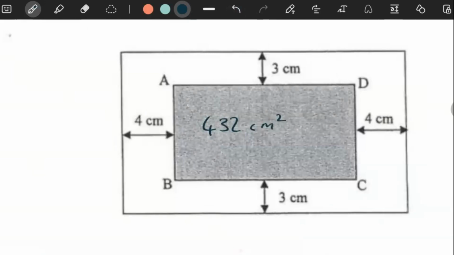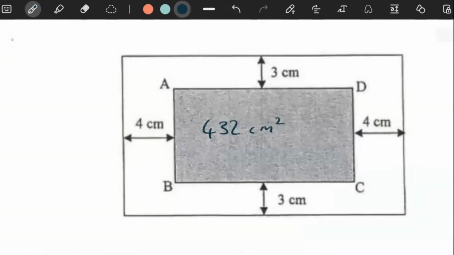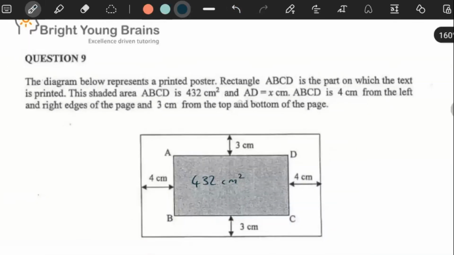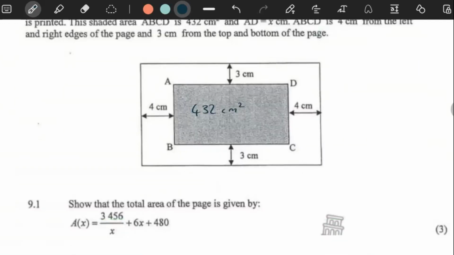Fine. With all that being said, let's see. The shaded area ABCD is equal to 432 centimeters squared. And AD is equal to a certain number of centimeters, which we don't know. And then it says here ABCD is 4 centimeters from the left and right edges and 3 centimeters from the top and bottom of the page. 9.1 says show that the total area of the page is given by this expression.